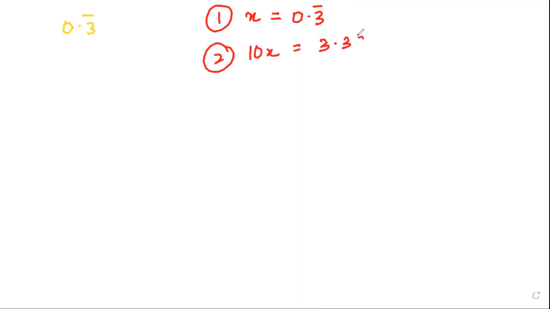First thing you do is express it in the form of an equation. You just say let x be 0.3 recurring. Then you get rid of the recurring part by multiplying it with 10, according to the number of digits which are recurring. Your second equation would be nothing but 10x is equal to 3.33.